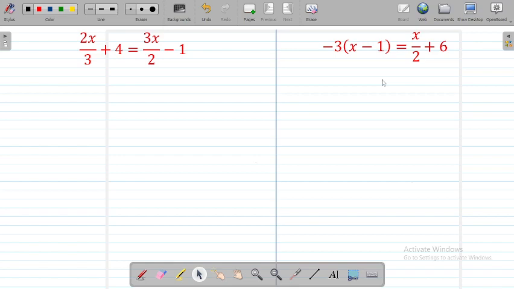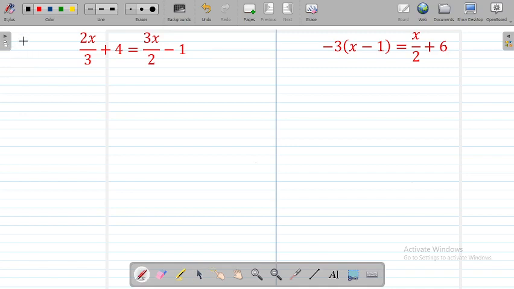Okay, so now the problem at hand is that we have an algebraic equation which is in the form of ratios. If you look at it, it has two ratios: 2x upon 3 plus 4 is equal to 3x upon 2 minus 3. We shall try to solve this algebraic equation and find the value of x. In order to simplify this equation, the best approach is that we can take the least common denominator for this algebraic equation.